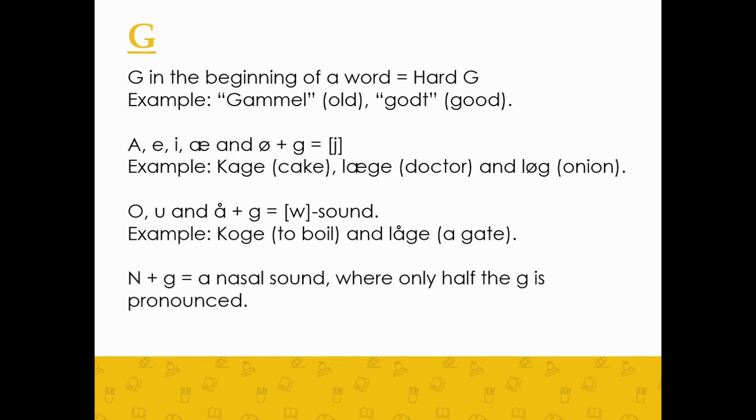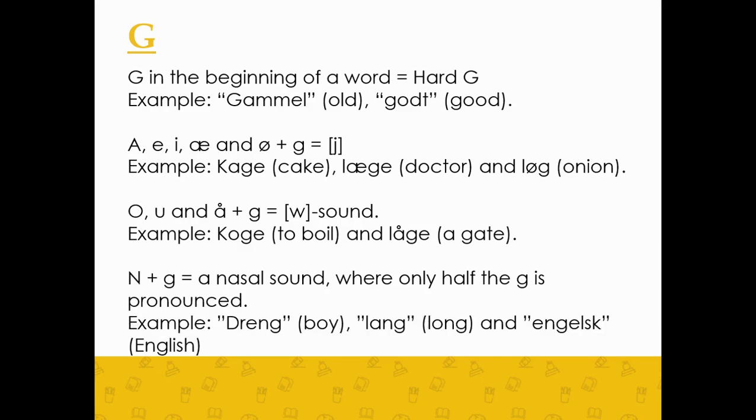N plus a G creates this nasal sound where only half the G is pronounced. An example is "dreng", boy, "lang", which is long, and "engelsk", English. So the NG sound is kind of similar to that of English in the word "long". So same NG sound that you have to make in Danish. Then we have the letter H. H plus a consonant equals a silent H. Stumt H.